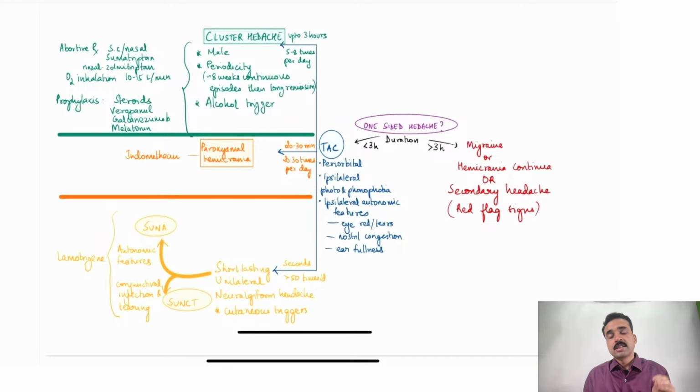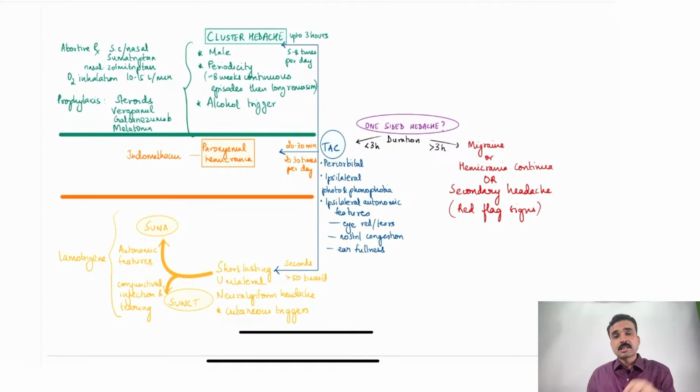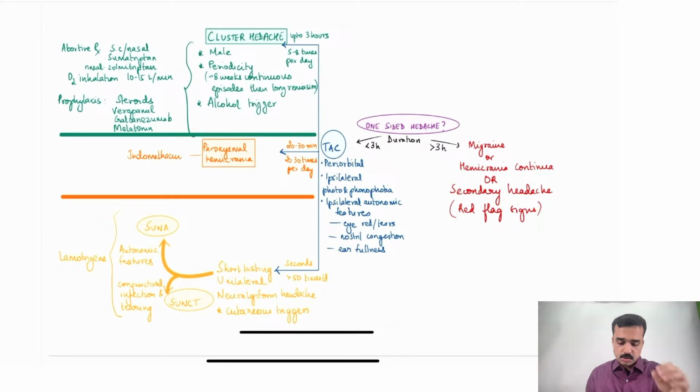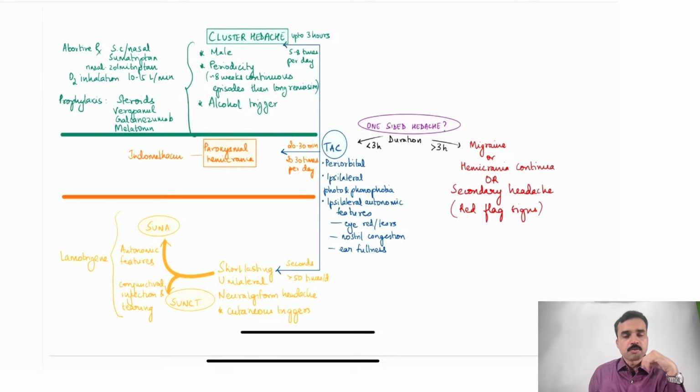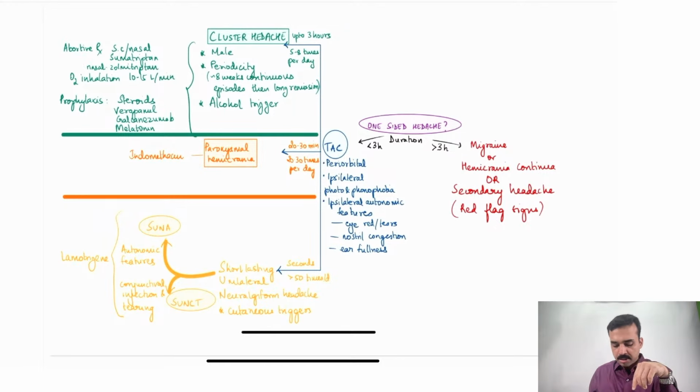Prophylaxis, you can use steroids also. Prednisolone can be given, or you can use anti-migraine drugs like verapamil, topiramate, even galcanezumab. So galcanezumab is another option for treatment of cluster headaches. So these are trigeminal autonomic cephalalgias which I am summarizing. Treatment for paroxysmal hemicrania is indomethacin, exquisitely responsive to indomethacin. And for short lasting unilateral neuralgiform headache with conjunctival injection and tearing, that means SUNA and SUNCT, the treatment would be lamotrigine.